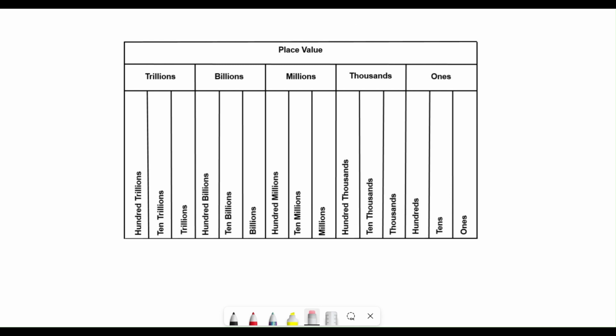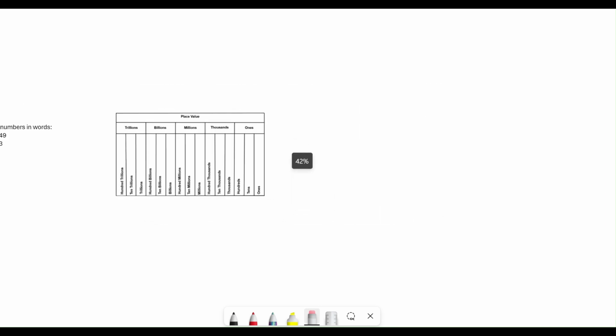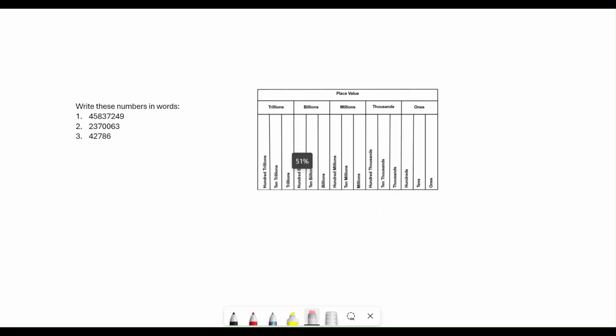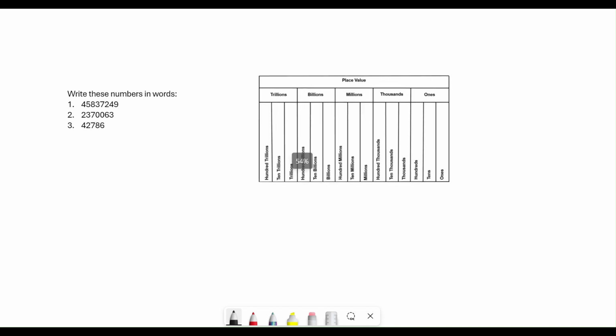Three numbers are thousands. And then these three numbers should be millions. And then billions and then trillions. So the easiest way to do this is to write these numbers. Let's say we have 4583724 9. So always start with the right end of it.